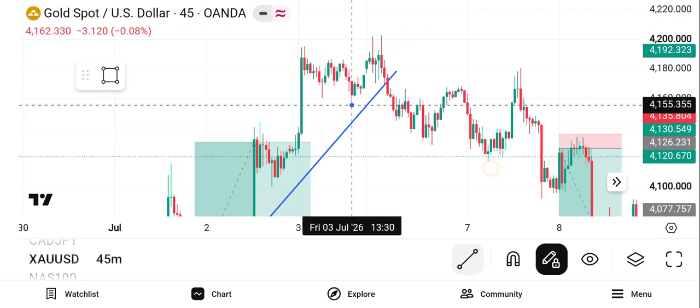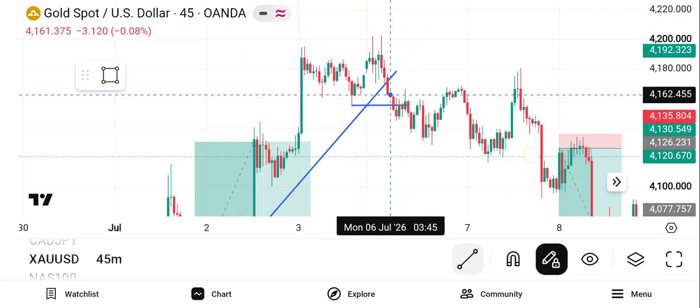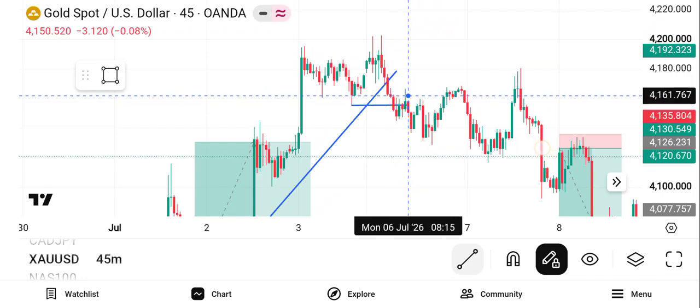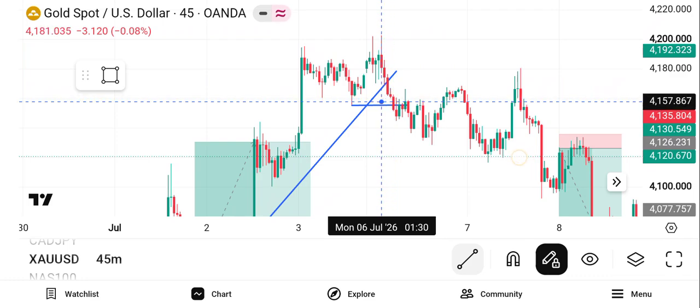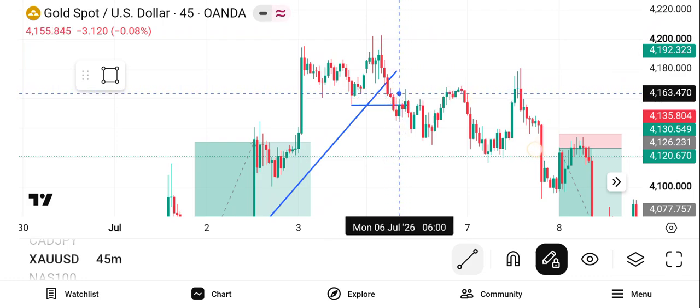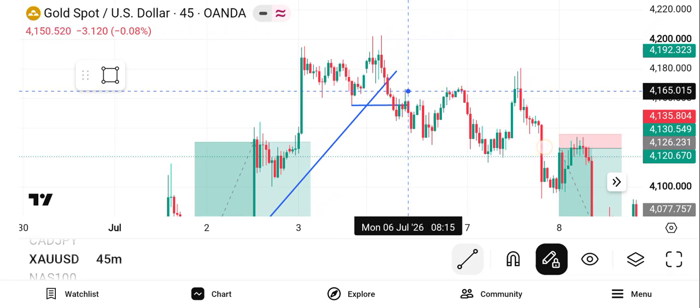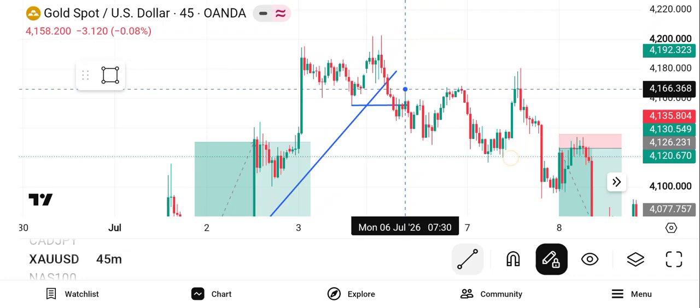So gold took out this zone, giving us a market structure shift. After it gave us a market structure shift, it created an inducement. So you can either mark this as a valid inducement, or you can mark this as a valid inducement. Whichever way, you are still correct. Alright, but I mark this as my valid inducement. So this is my inducement.